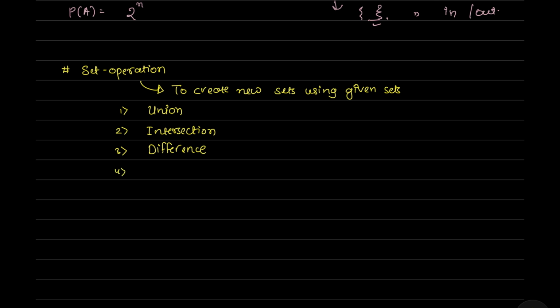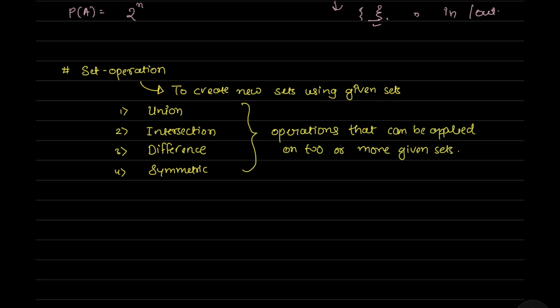And we have something called symmetric difference. These are some of the operations that we can apply on two or more given sets. Operations that can be applied on two or more given sets. The first one that we have to study is union of set.